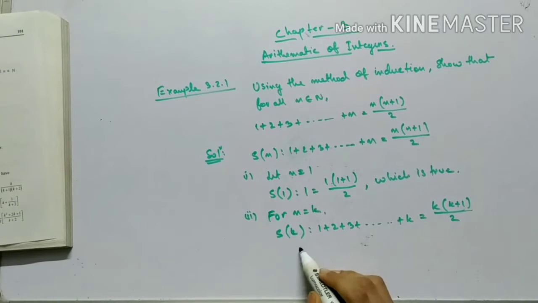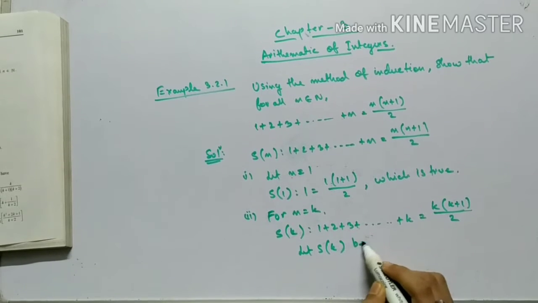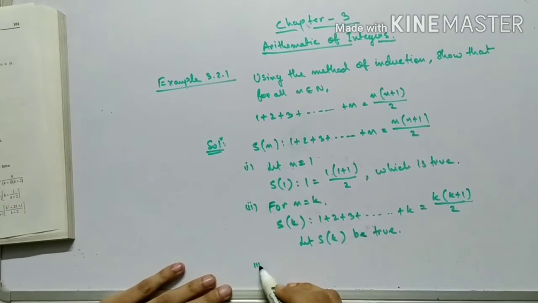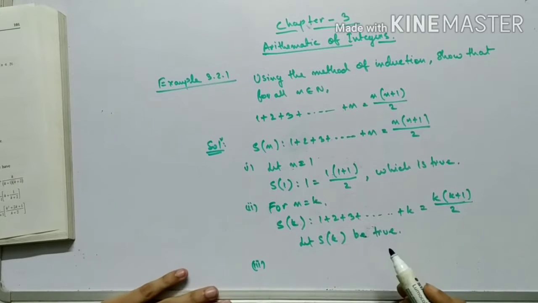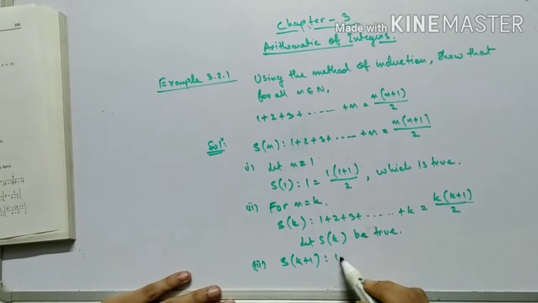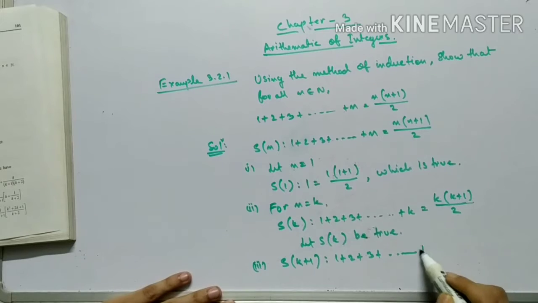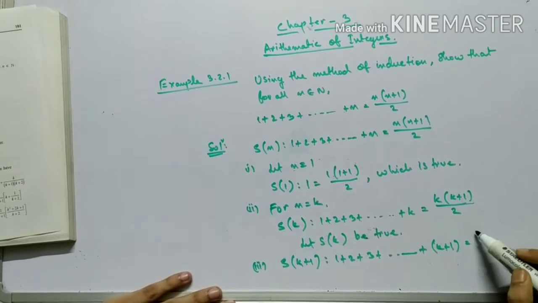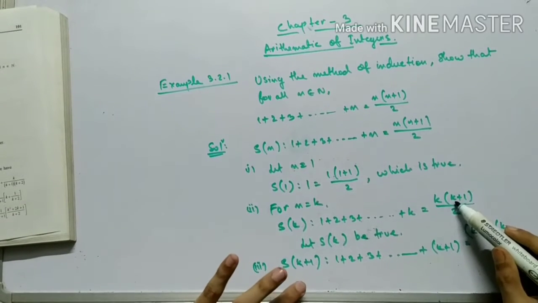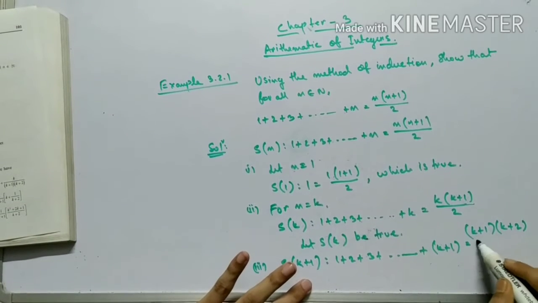Now I will say it by myself that let Sk be true. Understand? When n value is k, then I have said by myself, the following statement will be true. Therefore, let Sk be true. Now I will take n value as k plus 1. Understand? I will take it as k plus 1, 1 plus 2 plus 3 plus dot dot dot plus k plus 1 is equal to this one, k into k plus 1. This is k, in place of k I will put k plus 1. So therefore k plus 1 into k plus 1 plus 1, I will get k plus 2 by 2.